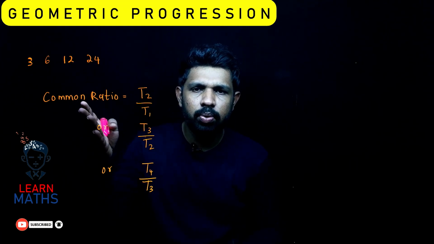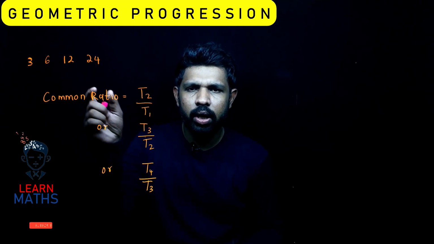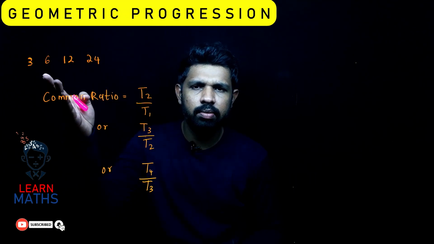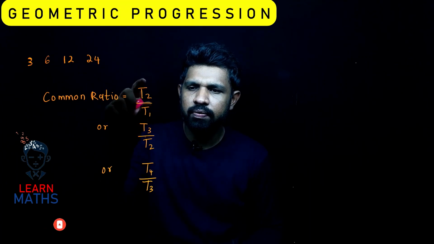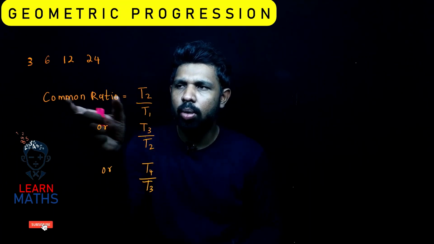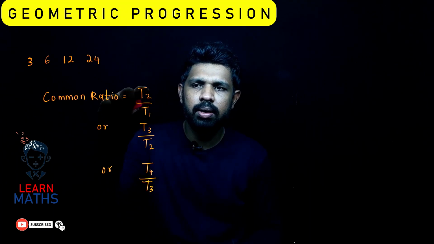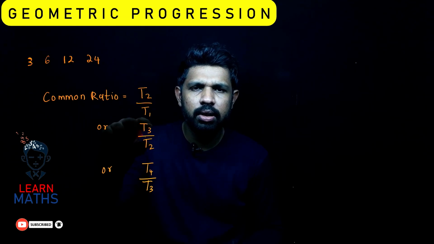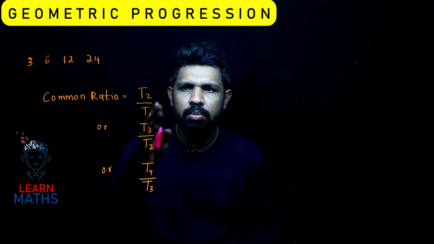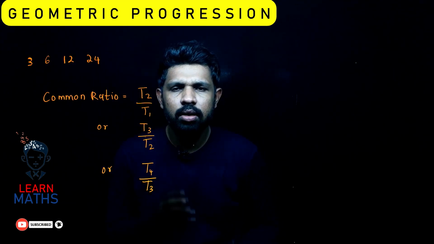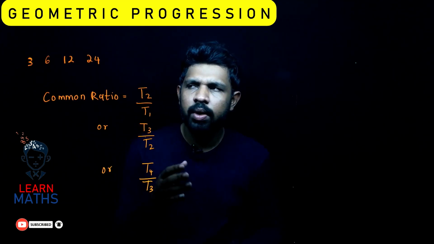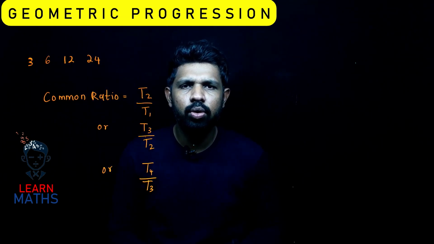Like in the arithmetic progression, we check the differences, where if the differences are the same, that is an arithmetic progression. Similarly, in a geometric progression, if the ratios are the same, that means the common ratio, when you divide the second term by the first term, the third term by the second term, and the fourth term by the third term, if the ratios are the same, then this can be considered a geometric progression. So now let's check whether this is a geometric progression or not.